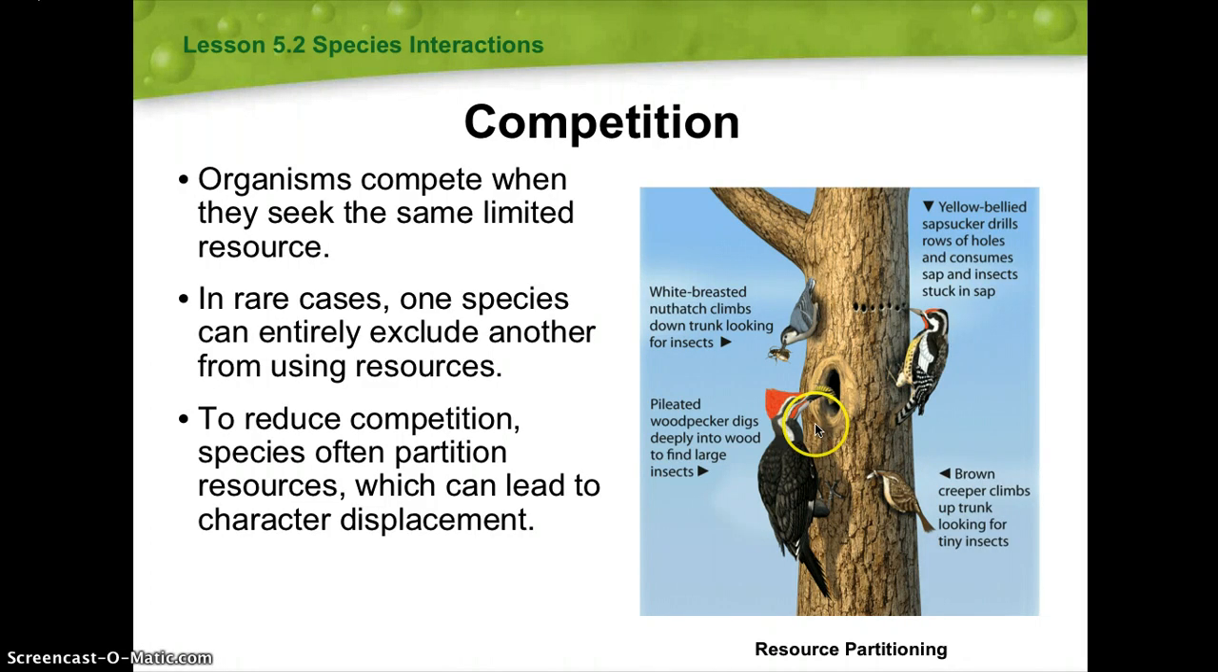So when you have, to reduce that competition, you have that resource partitioning that can lead to character displacement. Ecologists refer to resource partitioning leading to the evolution of physical characteristics among the competing species that reflect their specialized role in the environment.